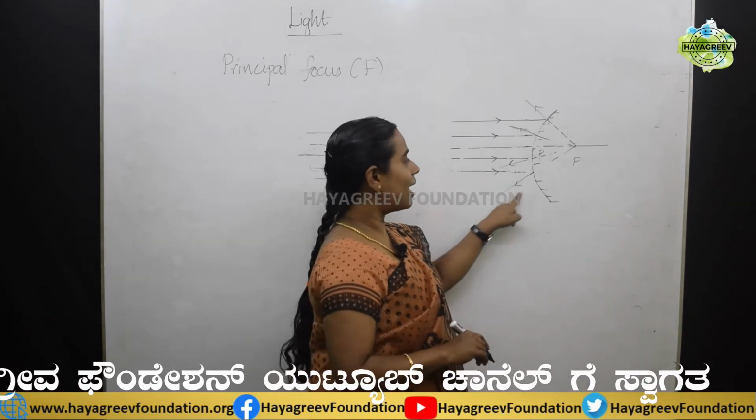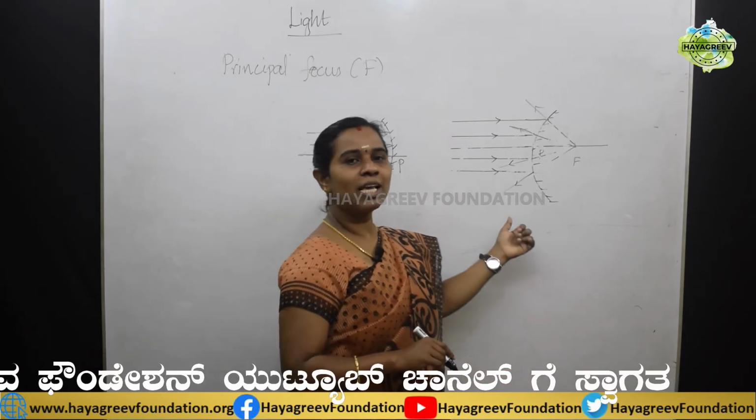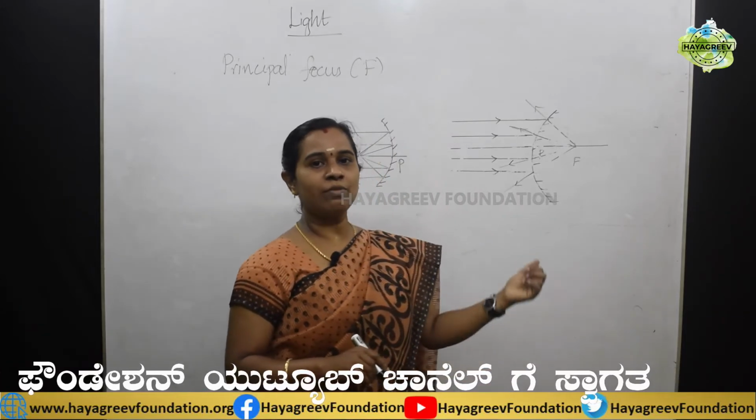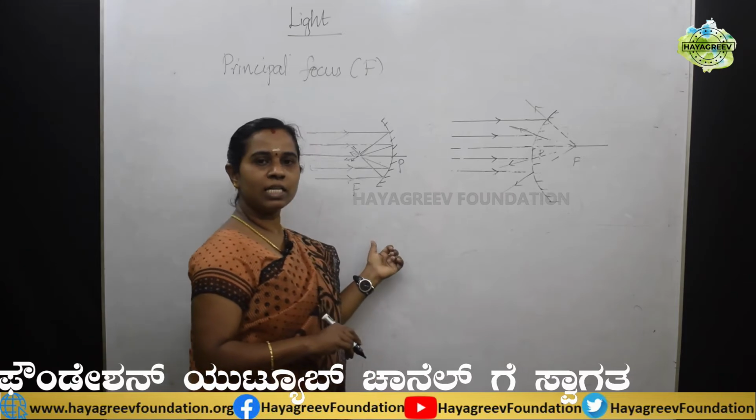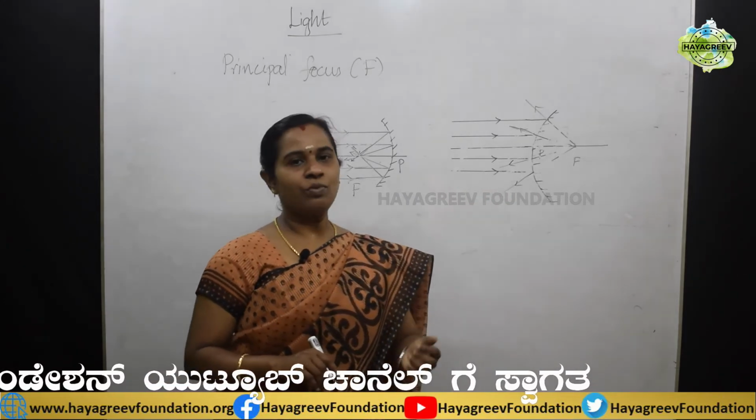Here the light rays diverge from one point, so one more name for this mirror is diverging mirror. The concave mirror is the converging mirror, and the convex mirror is the diverging mirror.